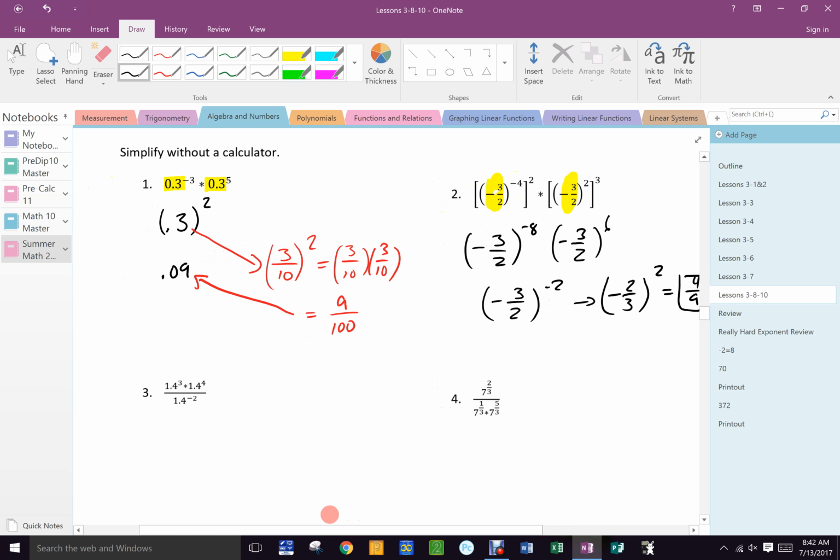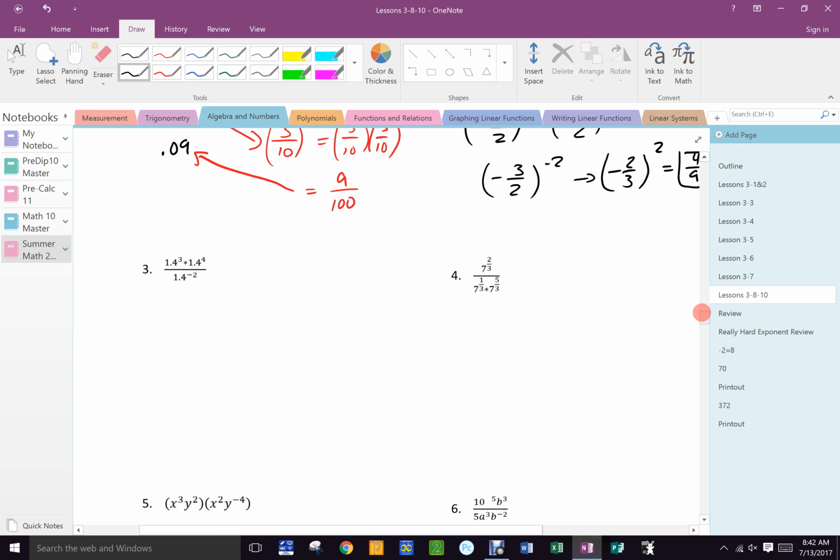Look at the next one. Looks scary. Is it? Why? It's all the same base, so the regular rules apply. So I got 1.4 to the 7th up top over 1.4 to the negative 2. What do you do with those exponents? Add them. But it becomes addition, so it's 1.4 to the 9. Right? Everybody cool? All right. And we're just going to leave it right there because I only care about the exponent laws in this unit.